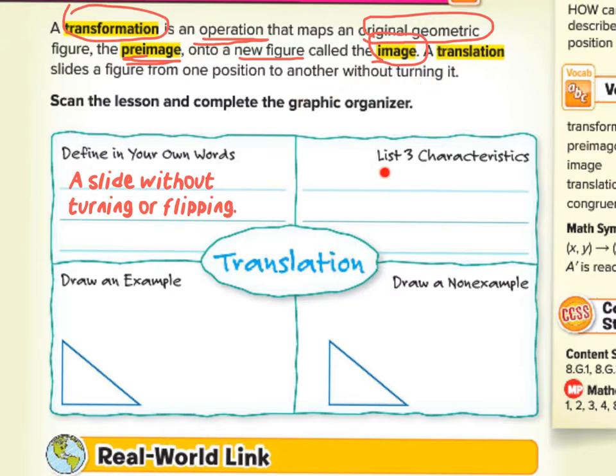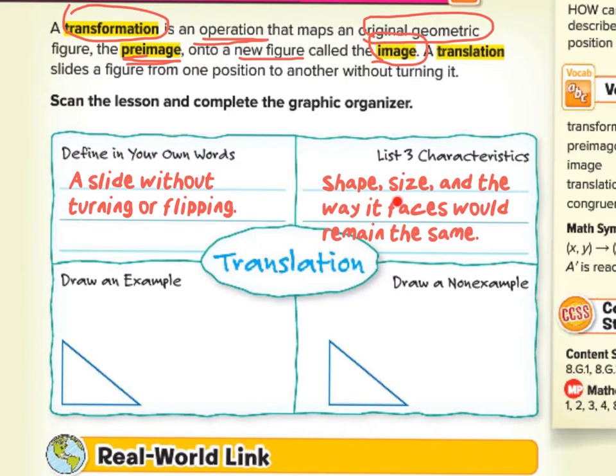Okay, list three characteristics. Well, the shape, I'm sure, stays the same, the size would stay the same, and the way it's facing would also stay the same. So all three of those would stay the same. So shape, size, and the way it faces would remain the same.